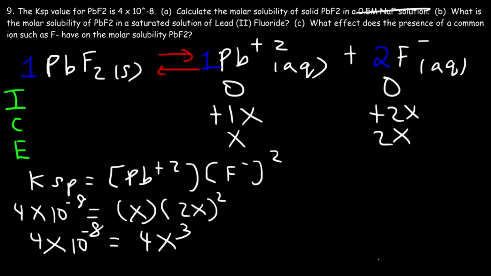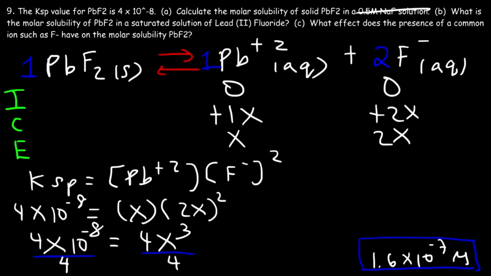Now keep in mind, for the previous answer, it was 1.6 times 10 to the minus 7. Let's see what the new answer is going to be for part B. So first, what we need to do is divide both sides by 4. So 4 divided by 4 is 1. So on the left side, it's going to be 1 times 10 to the negative 8, and that's equal to x cubed.